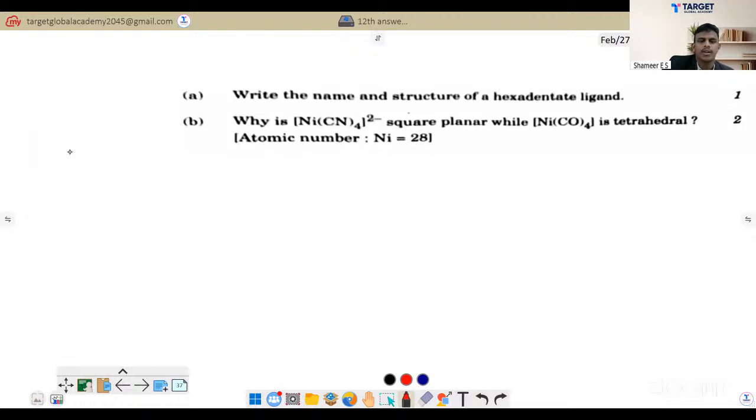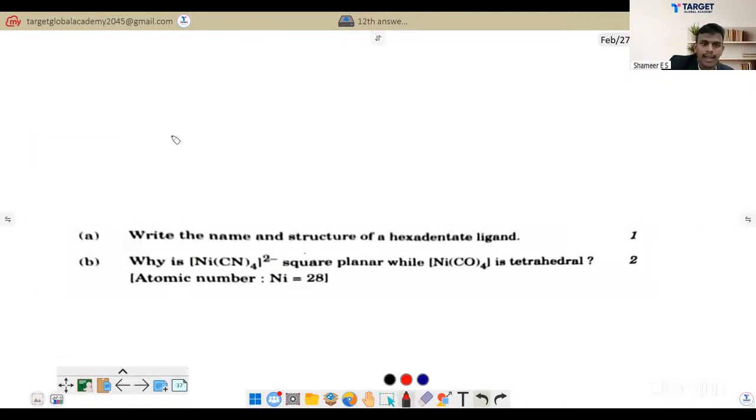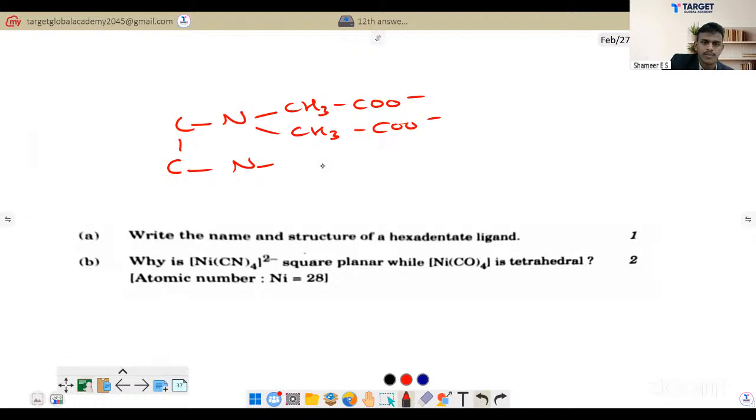Again, the same type of question. Write the name and structure of the hexadentate ligand. I told you which is hexadentate, EDTA. EDTA means ethylene diamine tetraacetate, with CH2COO minus groups. This is hexadentate.